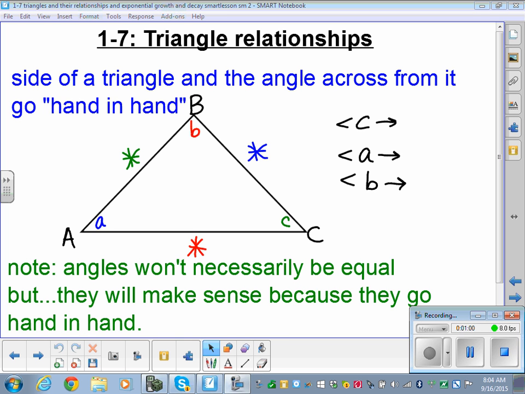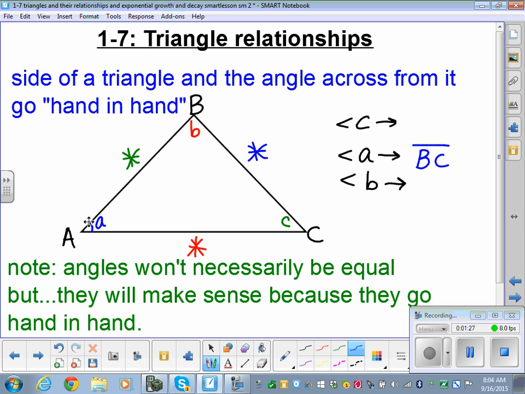With that being said, everybody look at angle A here. Noticing angle A opens up on side BC. Does everybody see how angle A opens up on side BC? They go hand in hand. They're not equal, but they go hand in hand. This angle and this side go hand in hand. So angle A opens up on side BC, and I even color coordinated it for you to be able to look at it and see.